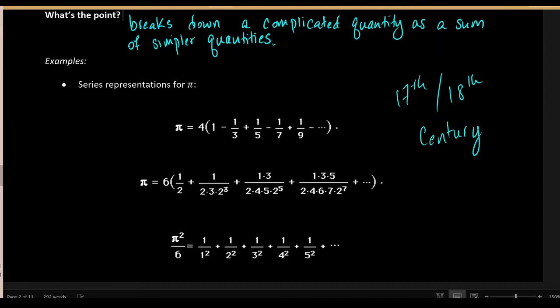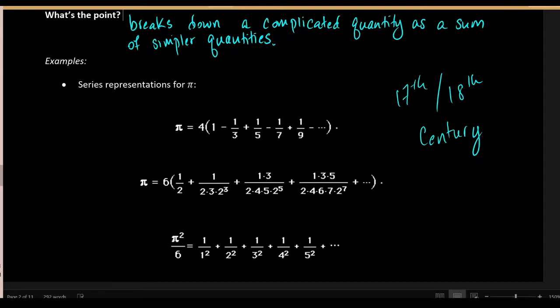For example, one way to obtain pi is to take the number 4 and multiply it by the following series. Take the number 1 and add minus 1/3, then add positive 1/5, add negative 1/7, and so on and so forth. The signs alternate, and the denominators are steadily increasing odd numbers.